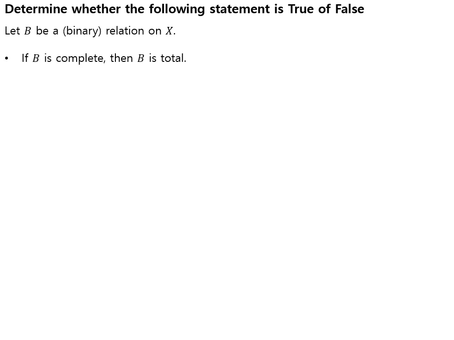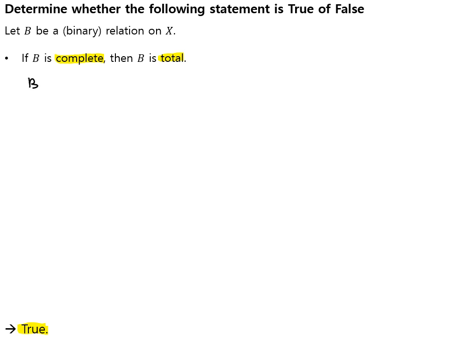So consider the statement: if B is complete, then B is total. This is something that I have briefly explained in the previous slide, right? And what was the answer? The answer was true. The main reason is that if you go back to the definition of what it means for B to be complete.